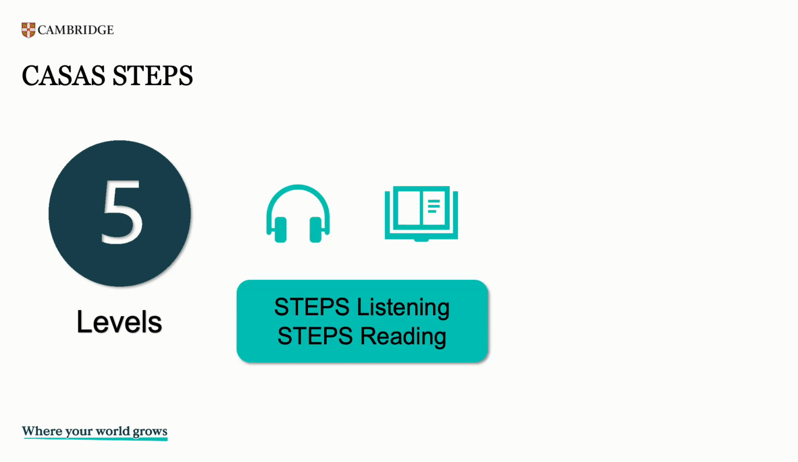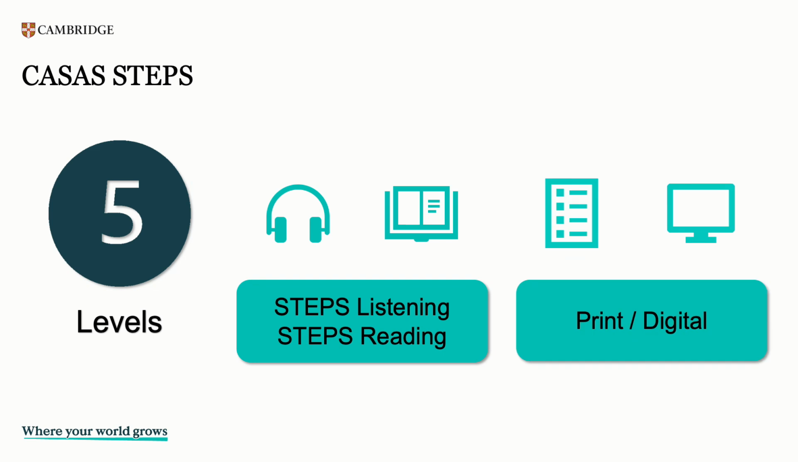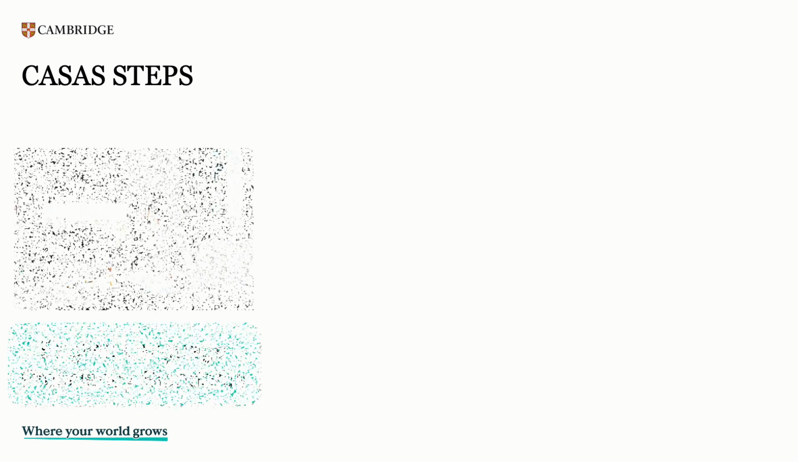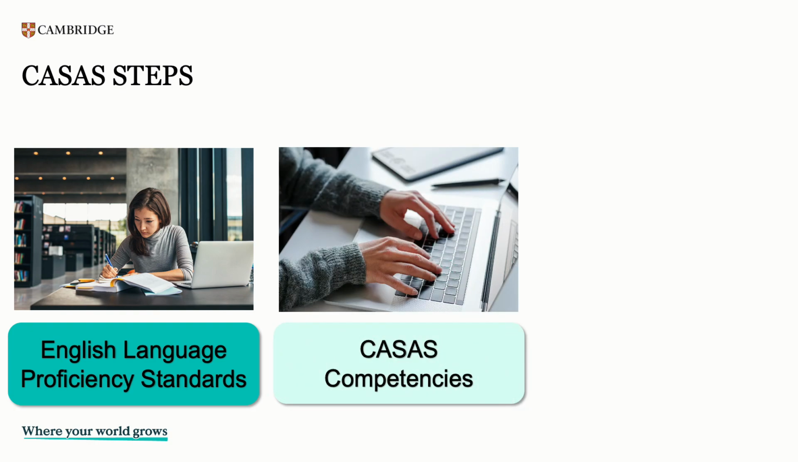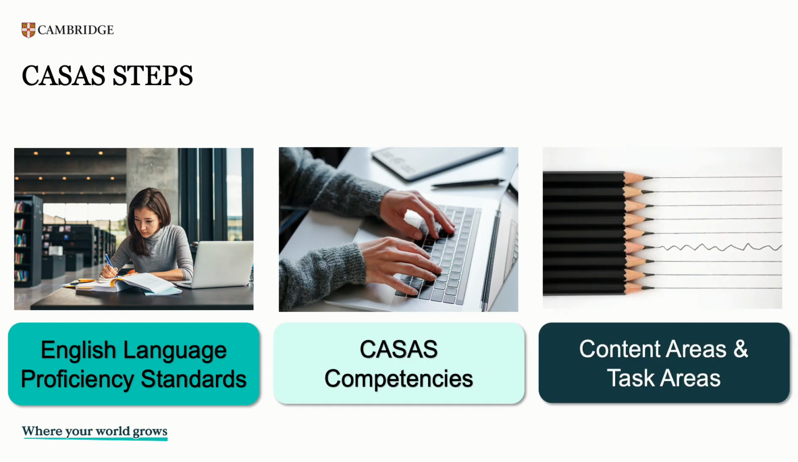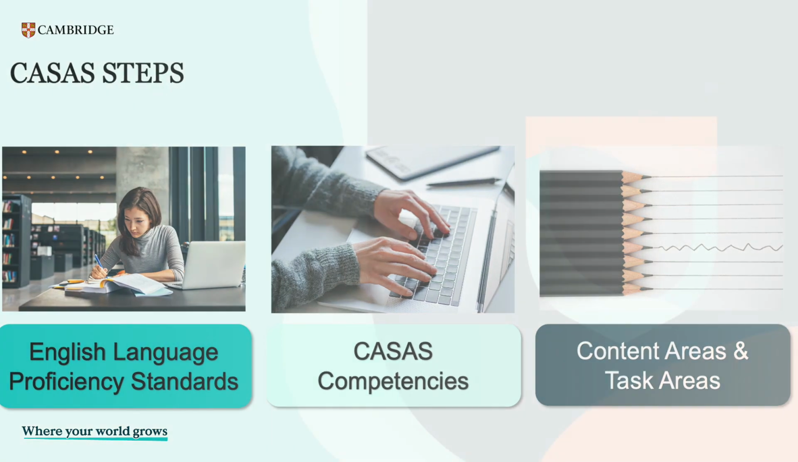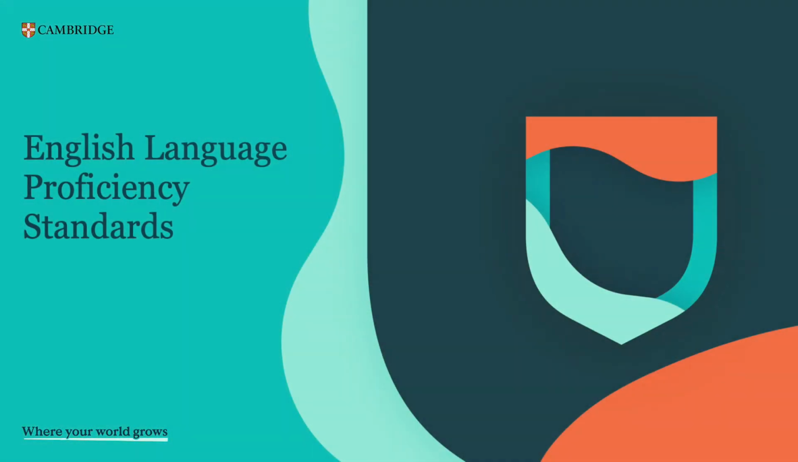STEPS offers 2 types of tests, STEPS Listening and STEPS Reading, is available in both print and digital versions, is based on the English Language Proficiency Standards, covers the CASAS Competencies, and the CASAS Content Areas and Task Areas. This means that to prepare your students for STEPS, you'll need to be sure that your classroom material is aligned to the same standards. So, what are the English Language Proficiency Standards?